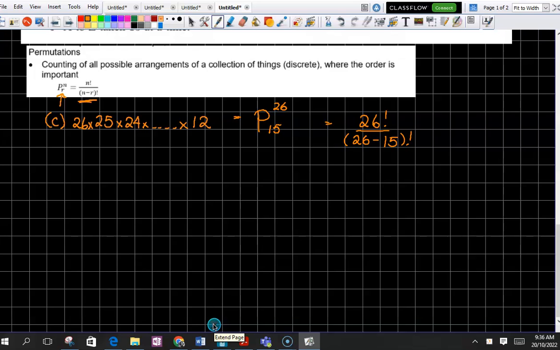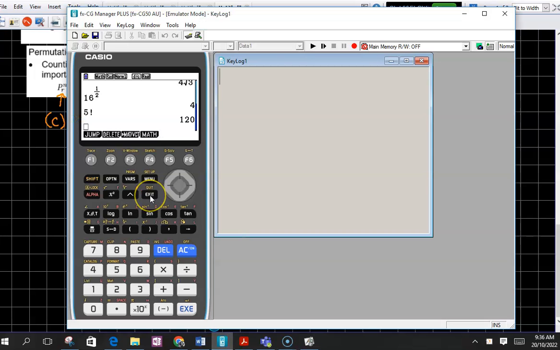Still irritating to times it all in your calculator. Can we grab our calculators, please? Can you remember how to get back to your factorial button? Right, so just if you didn't, we're going to go option, more, probability. Look what's next to the probability, the factorial button. Yes. So if we now go 26 and then press that button, so you get your P. And how many will we be choosing from the 26? 15. You should get the same answer for when you did 26 times 25 times 24 all the way down to 12.